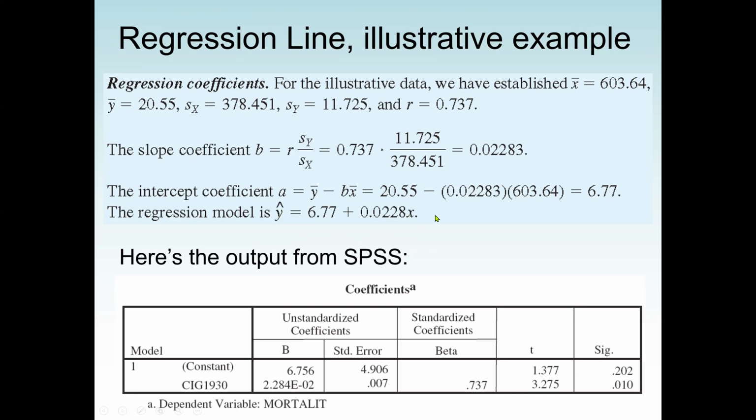If this is for years, let's say 2030, I put 2030 here, and the answer I get for y caret will be my prediction. And also we can use SPSS for it, where we can see the value. Again, this is our intercept, and this is our slope.